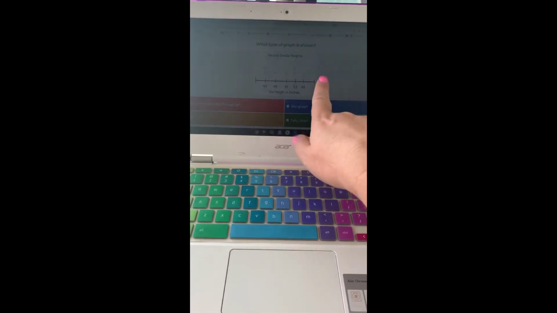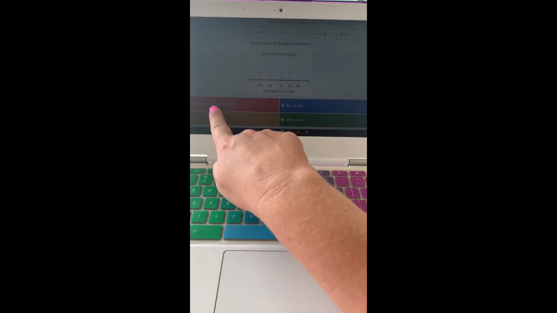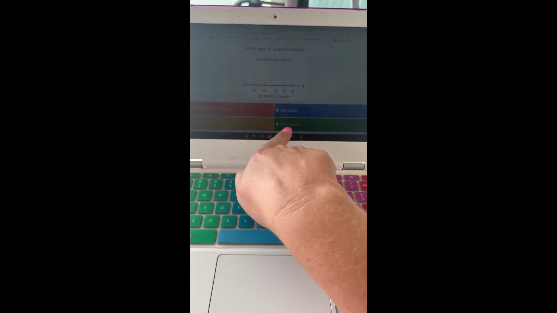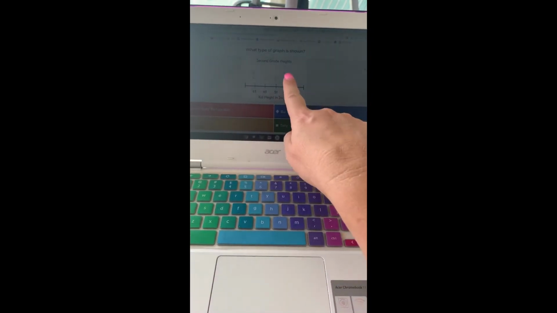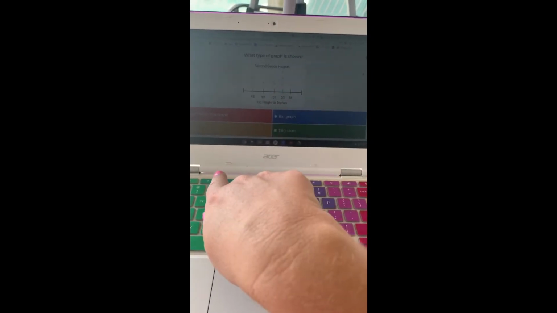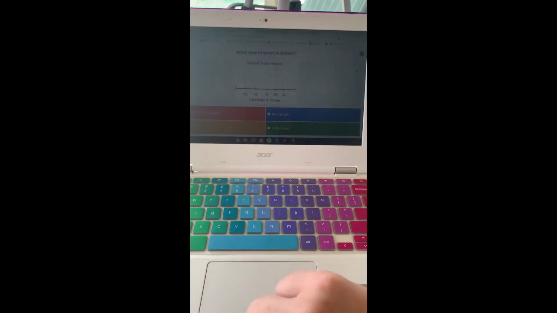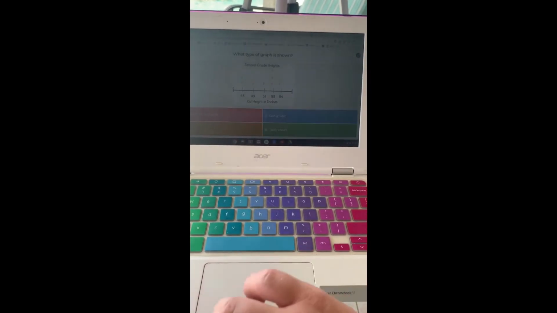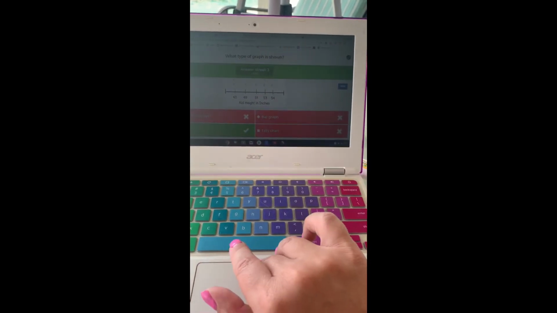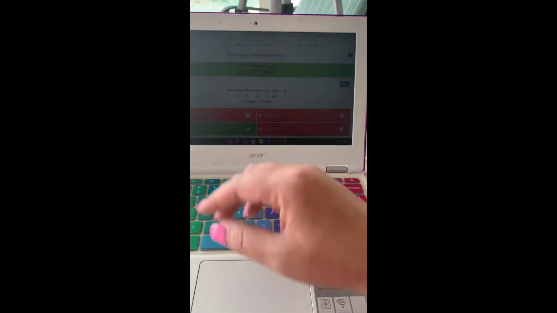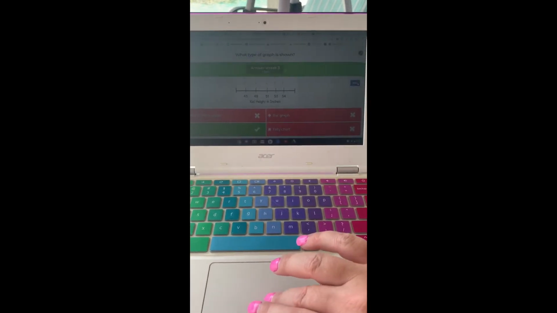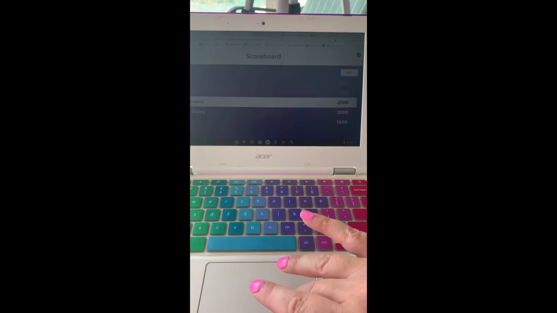Okay, here, what type of graph? We have picture graph, bar graph, line plot, or tally charts. Are those pictures? Are they bars? Are they line plot or a tally chart? I'm going to go with line plot. Because obviously they're not pictures. Yes, they're X's, but it's not a picture. A picture actually means a real picture of something.